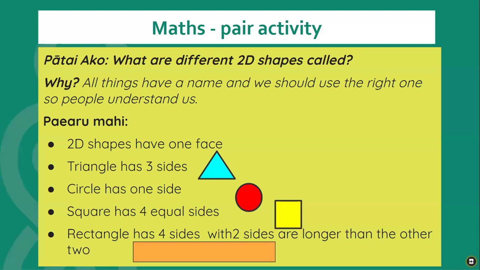The next example is a maths activity. So again, I've aimed this at phase 1 to make sure that we're being inclusive of all of our tamariki and kaiako. So our pātai ako for this is, what are different 2D shapes called? We've got the rationale there, and then 5-step success criteria for the common 2D shapes that we need students to understand and be able to name in phase 1.